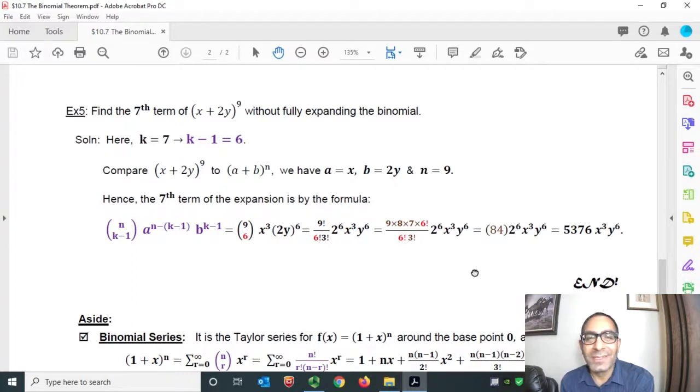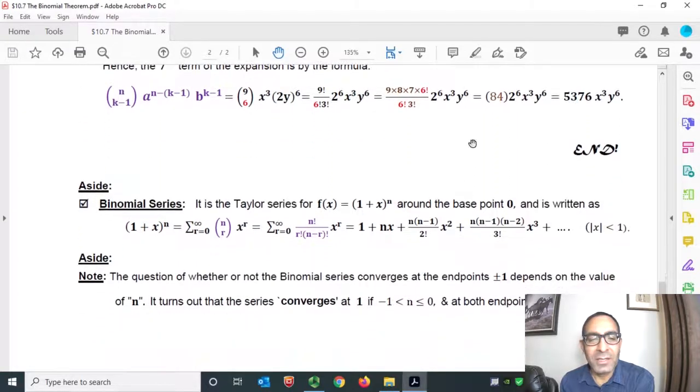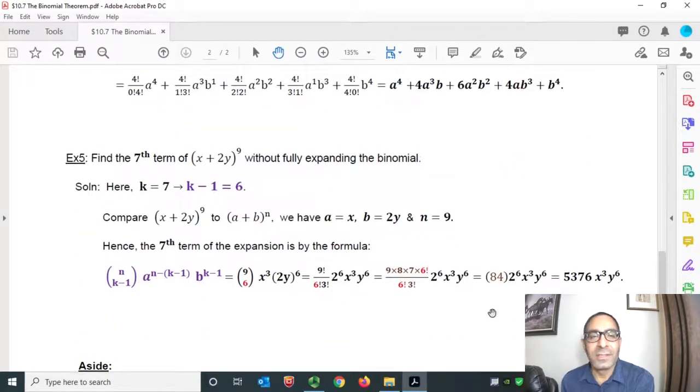So we finish this section, the binomial theorem. Quick aside, I put a binomial series definition here, which we will not cover in this class. So we finish this section at example 5.